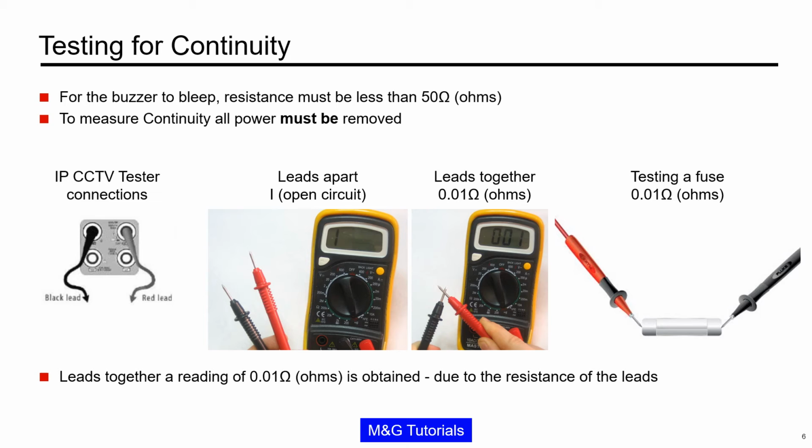This indicates open circuit. With the leads together, a reading of 0.01 ohms is obtained. This is due to the resistance of the leads. If you test a fuse and the fuse is OK, also expect a reading of 0.01 ohms.